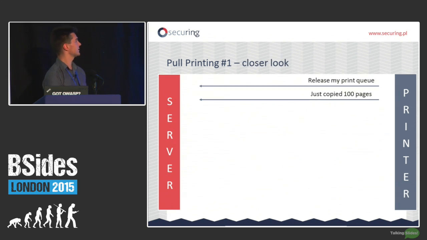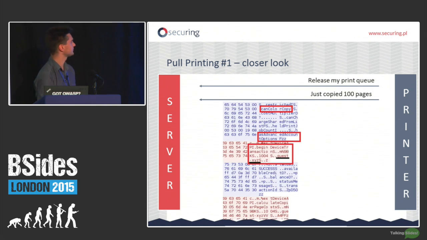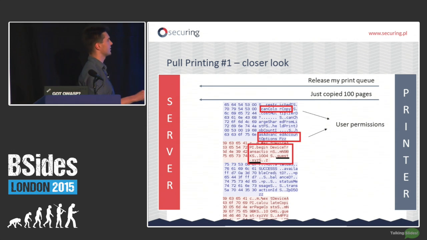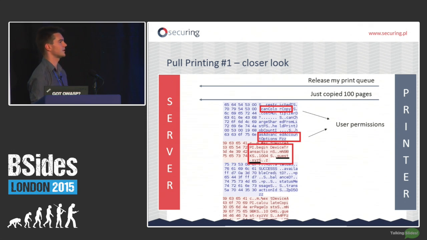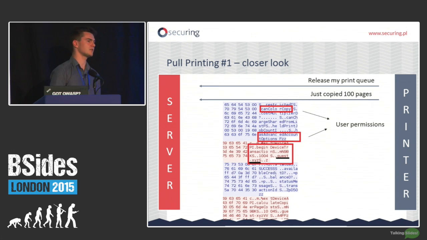OK, let's see how it works, how it looks on the cable. So the blue communication is from the server. The server sends some permissions about the user to the printer. So for example, that he can print color pages, because some of the users could not. So our first idea was to change the data that is about the permissions, and it actually worked.